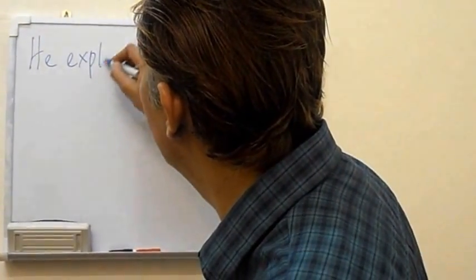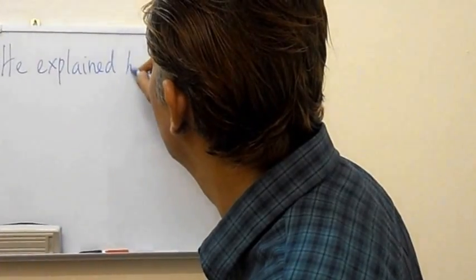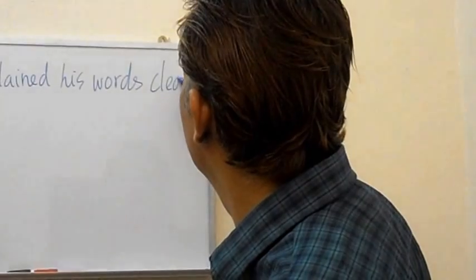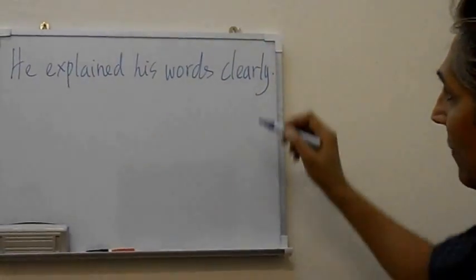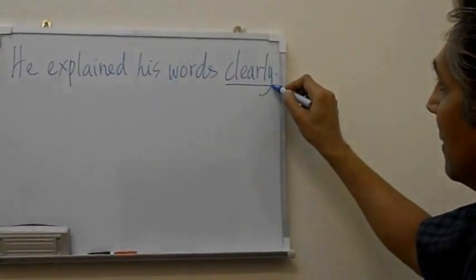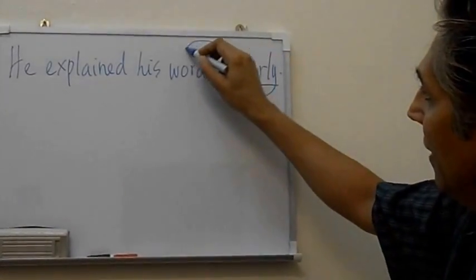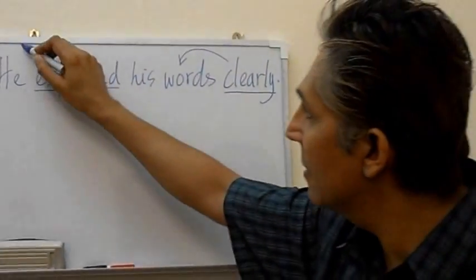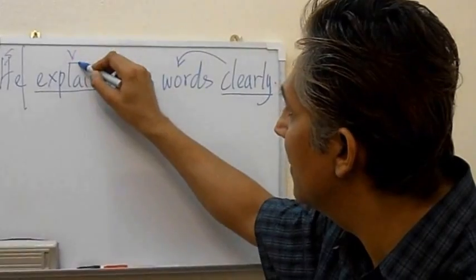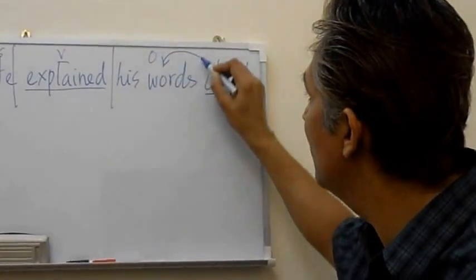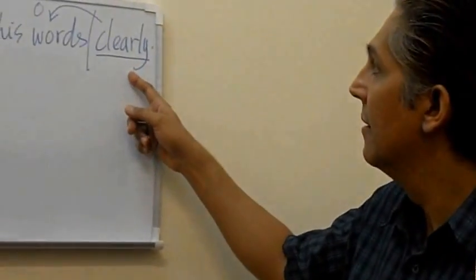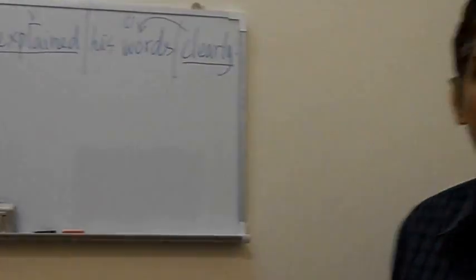Now, let's take another example of adverbs. He explained his words clearly. Now, the adverb clearly comes after the object, his words. This is the subject, this is the verb, and this is the object, his words. So the adverb clearly here comes after the object, his words.